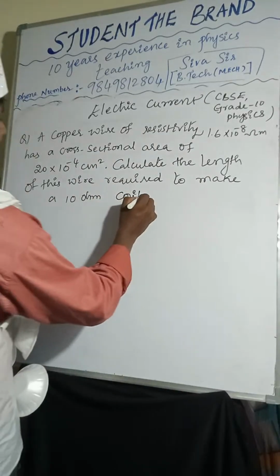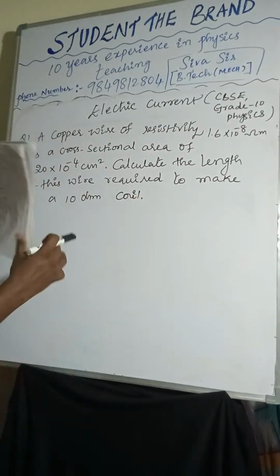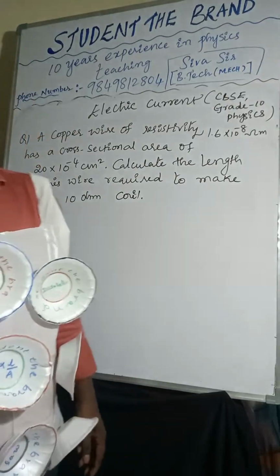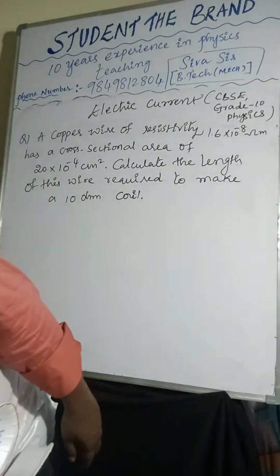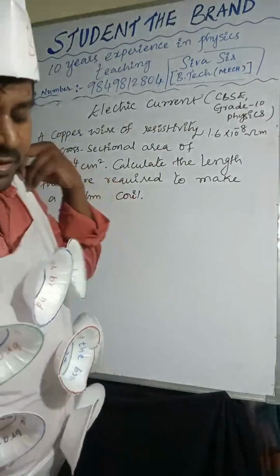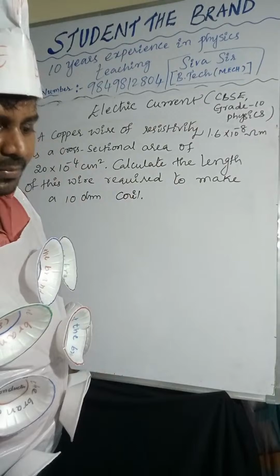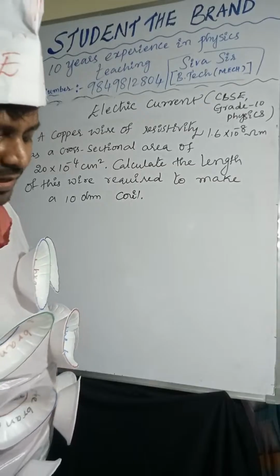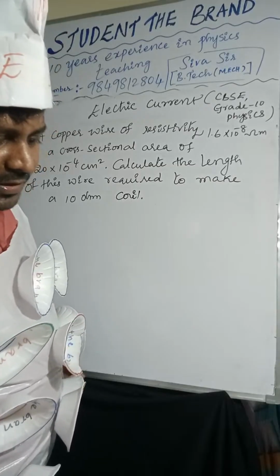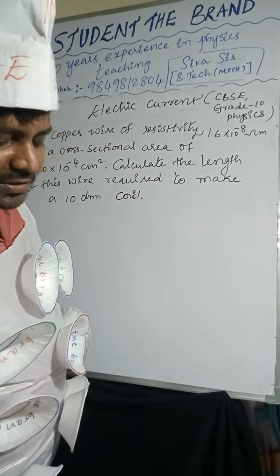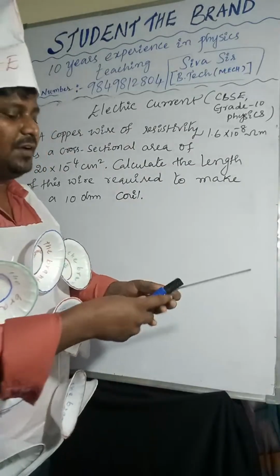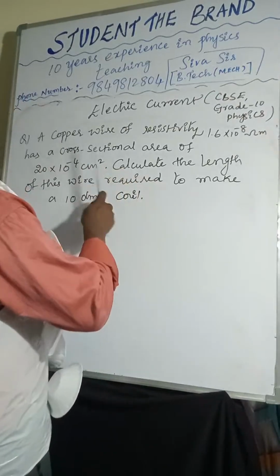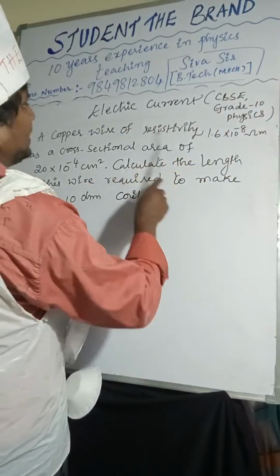So you have to understand one thing, 3 points you need to remember. When a question comes, immediately you have to check and identify exactly what they have given. Here we need to underline. A copper wire of resistivity, here resistivity is given.